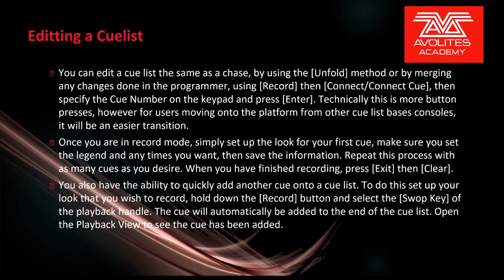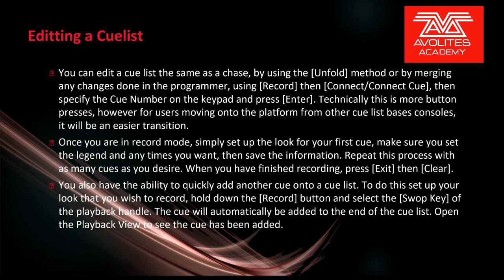You also have the ability to quickly add another cue into the Cuelist. You do this by setting up the look that you wish to record, holding down the Record button, and then pressing the blue swap button of the playback handle. A cue will automatically be added to the end of the Cuelist. We can open up and see that it's done.